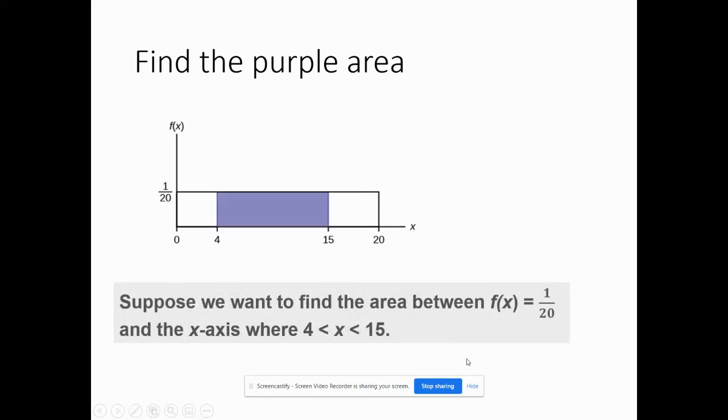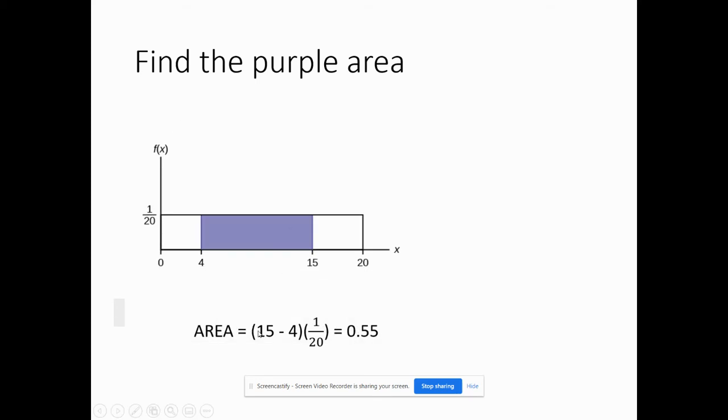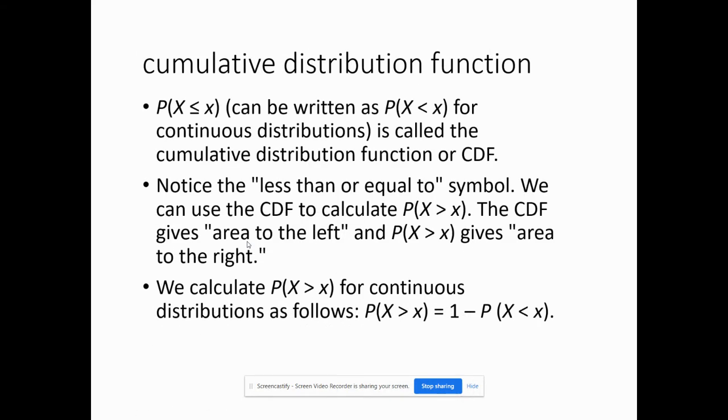Suppose we want to find the area between f of x, 1 over 20, and the x-axis where 4 is less than x is less than 15. Same thing: 15 minus 4 times 1 over 20 gives me 0.55. So the area for this little rectangle in purple is 0.55. P of x less than or equal to x can be written as P of x less than x, because I said it doesn't matter whether it's less than or less than or equal to.